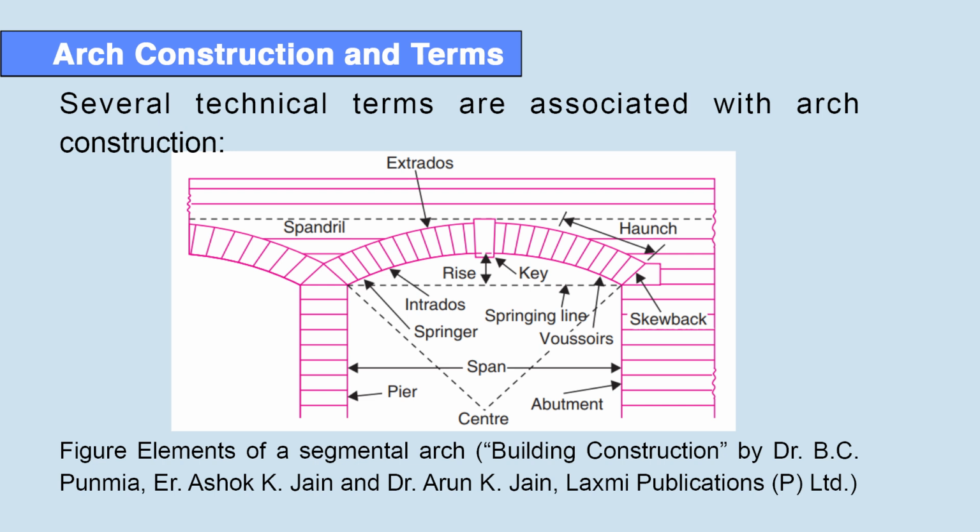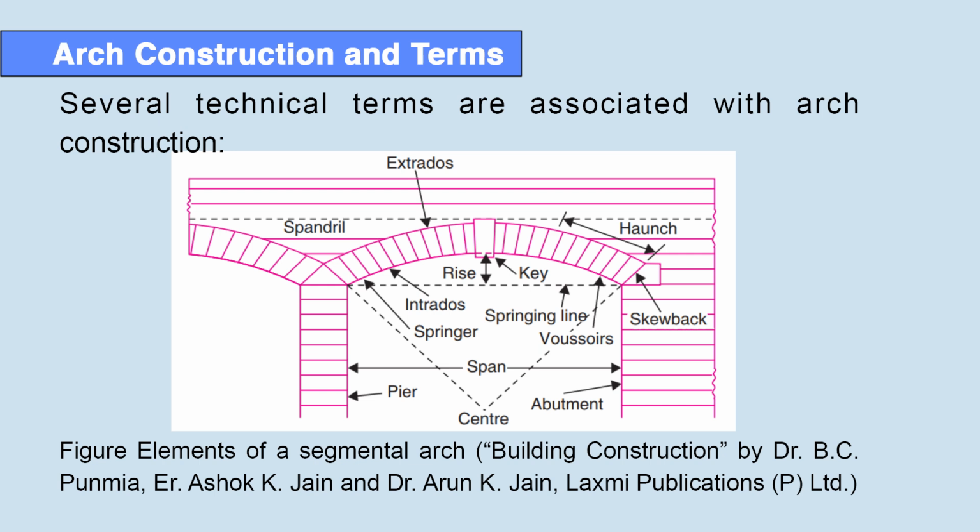Next one is impost. The projecting course at the upper part of a pier or abutment, emphasizing the springing line, is known as impost. Next one is bed joints. The joints between the voussoirs which radiate from the center.